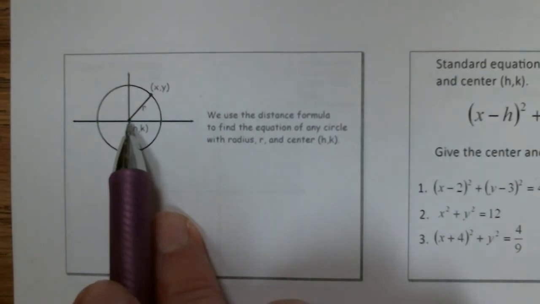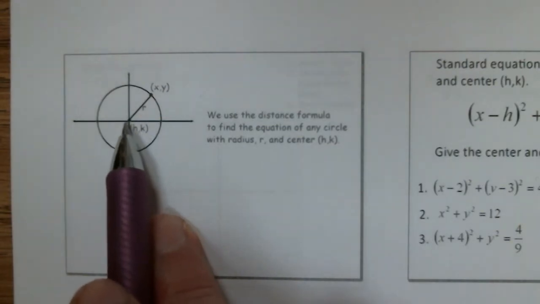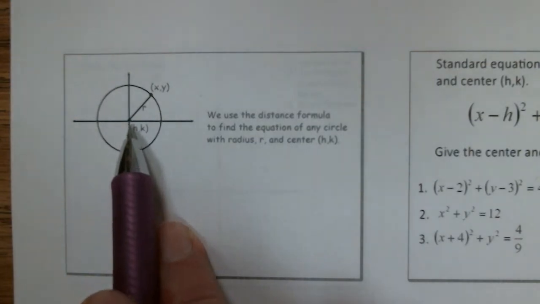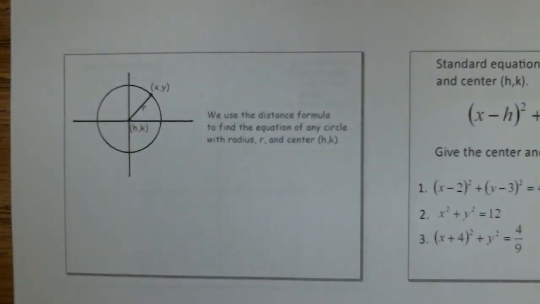Okay, so here is a circle on the coordinate grid, and this point, guys, it looks like the origin, but it's not necessarily the origin. Okay, this could be any point. This could be sitting in the first quadrant at (4, 8), or this could be sitting in the third quadrant at (-12, -27). It's just the center point of my circle.